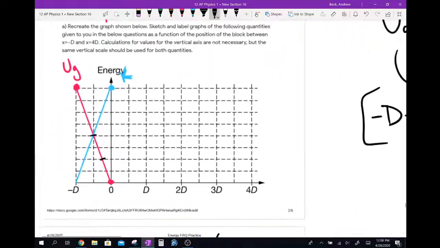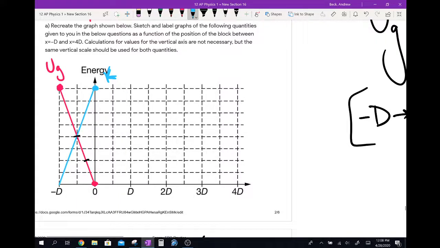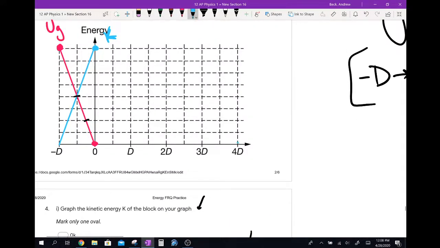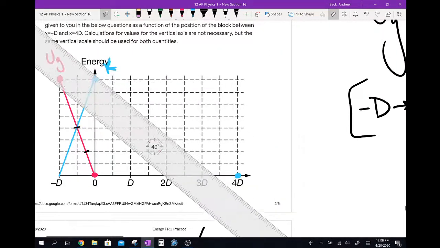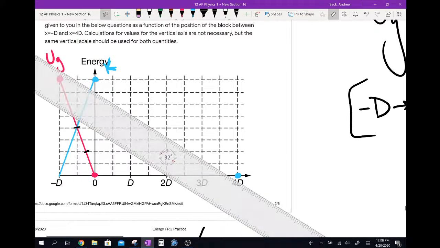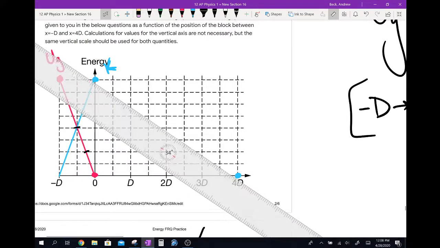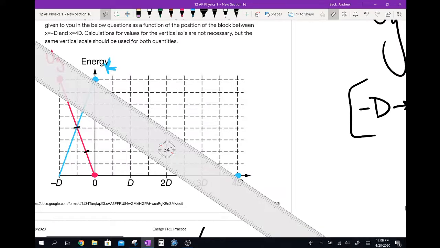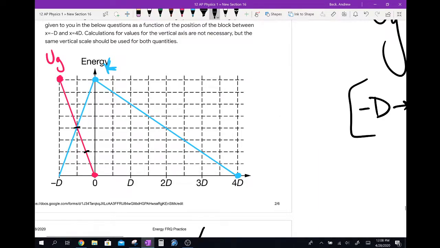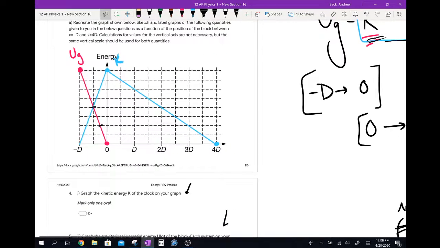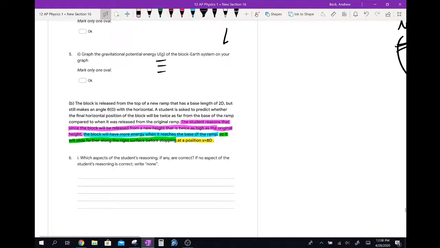So what we can say is, let's draw this in here. We see that we have, again, another linear relationship. We have a situation where at 4d, we have 0 energy in our system. All of our energy is lost. Our block isn't moving. It's all lost due to this work by friction. So there we go, and that is our graph. Cool. So we got our sketches.